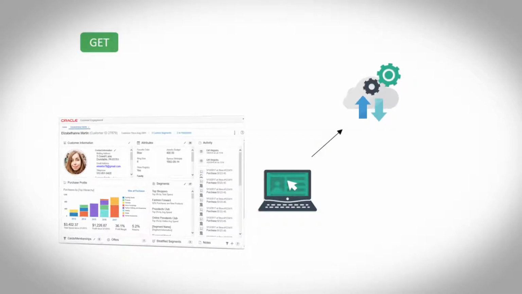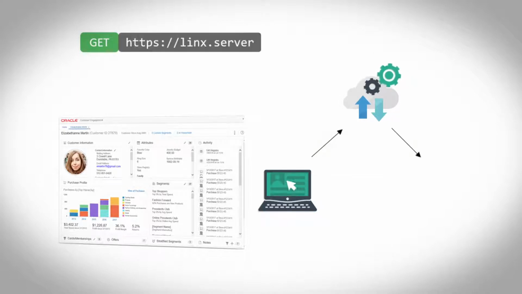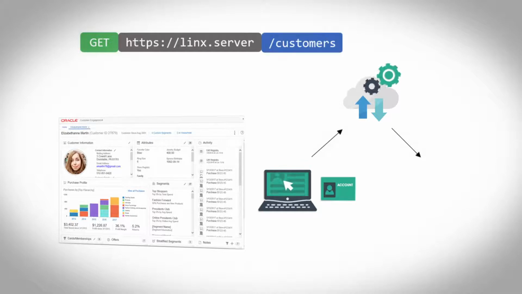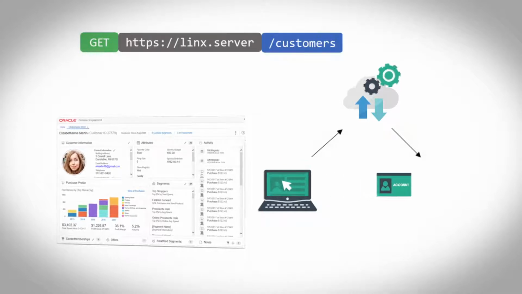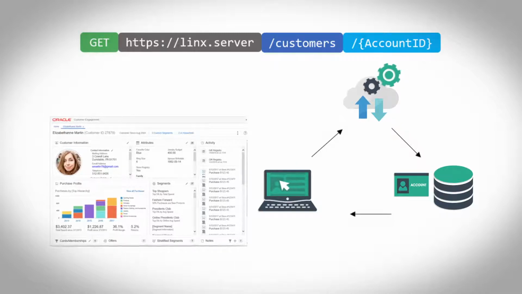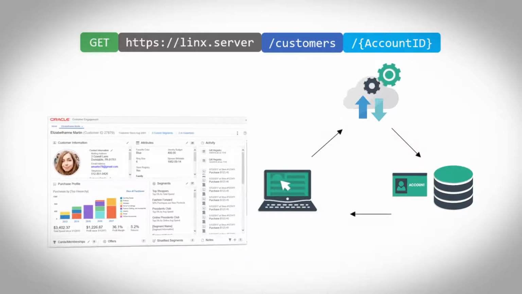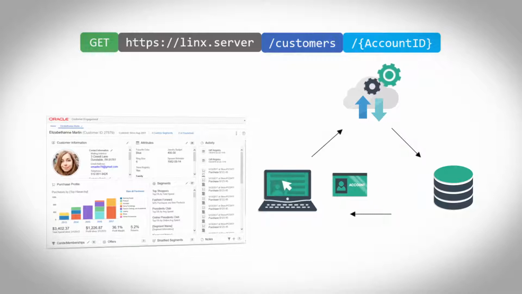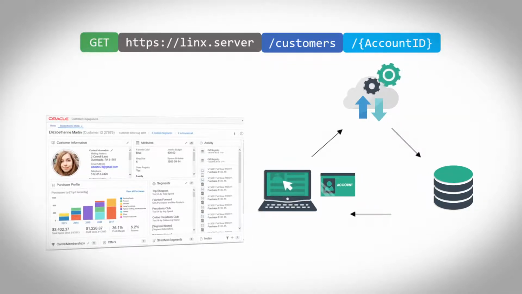We will focus on the customer operation that will receive a GET request containing an account ID as a parameter. A process will then be triggered which will search a database for a customer account record that matches the account ID passed in. And when a record is found, the details of the account will be returned in the response.